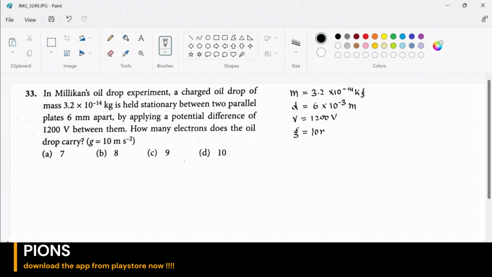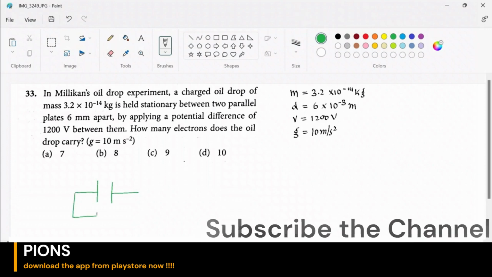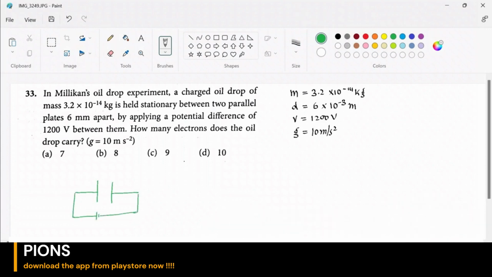So in case if you have not understood what is the problem, the question here says that you have two plates. Let's say these are two metallic plates, okay, and you have connected to a battery here. What's the voltage of this battery? 1200. And you have taken an oil drop, small oil drop here. Now this oil drop is not falling down. Why is it not falling down?